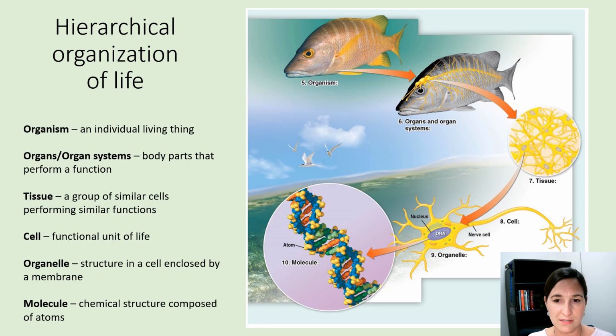And then if we look inside a cell, we can see organelles. Here is a nucleus. This is where our DNA is contained. Organelles are structures in a cell that are enclosed by a membrane. And then if we look at what makes up organelles, you can see that we have molecules. So molecules are chemical structures that are composed of one or more atoms. Okay, so we've zoomed all the way into the level of the molecule, and we started from ecosystem, right, and got closer and closer, smaller and smaller. And so we're looking at this hierarchical organization of life.